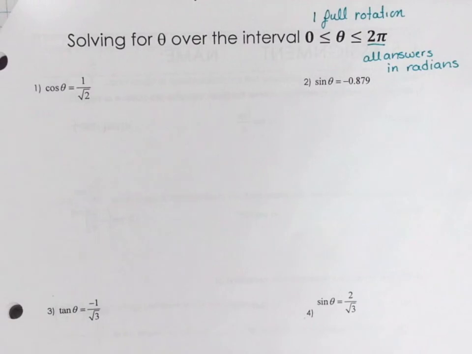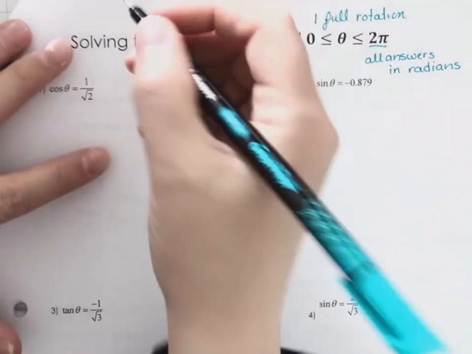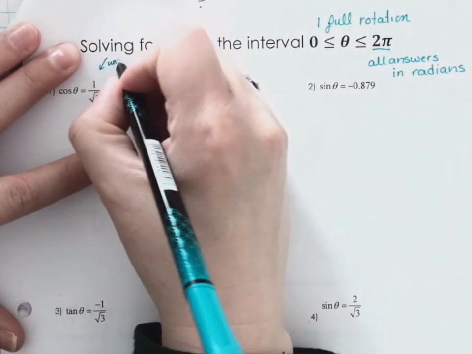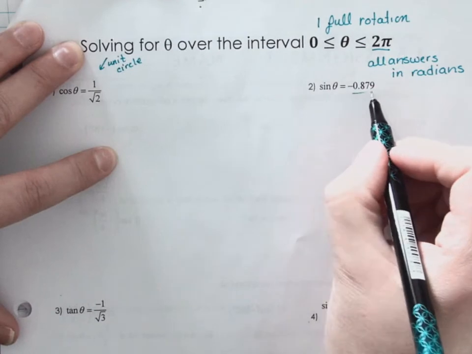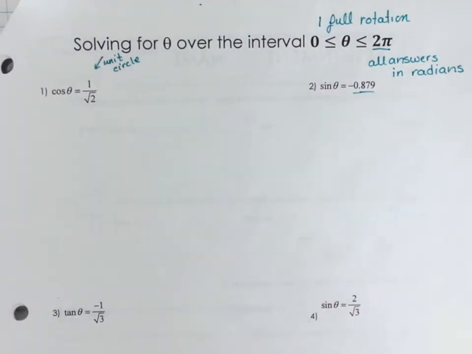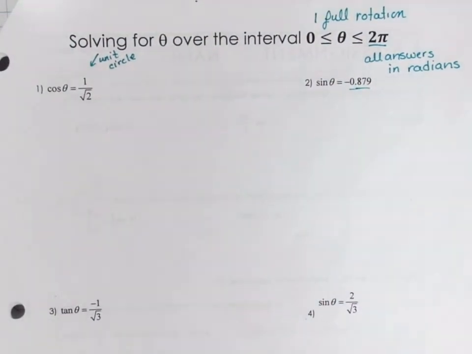Okay, so now we're going to use our unit circle for some. So this one I can use my unit circle. This one I can't. So that's going to be a calculator. All right, so the first thing I'm going to do, where is cosine positive?